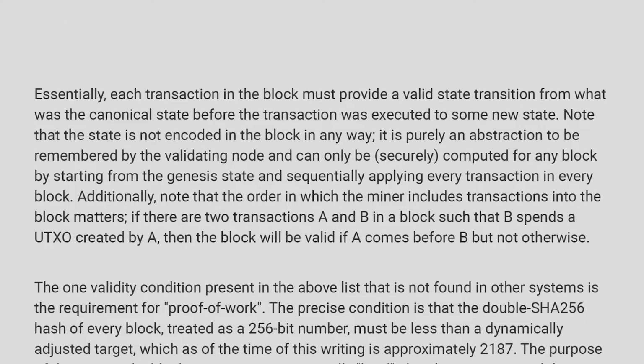Essentially, each transaction in the block must provide a valid state transition from what was the canonical state before the transaction was executed to some new state. Note that the state is not encoded in the block in any way. It is purely an abstraction to be remembered by the validating node and can only be securely computed for any block by starting from the genesis state and sequentially applying every transaction in every block. Additionally, note that the order in which the miner includes transactions into the block matters. If there are two transactions A and B in a block such that B spends a UTXO created by A, then the block will be valid if A comes before B but not otherwise.